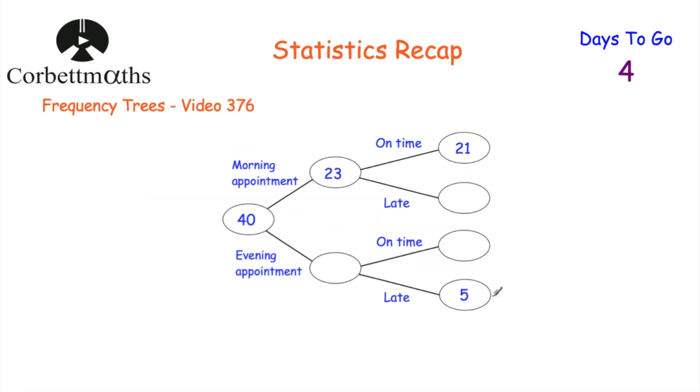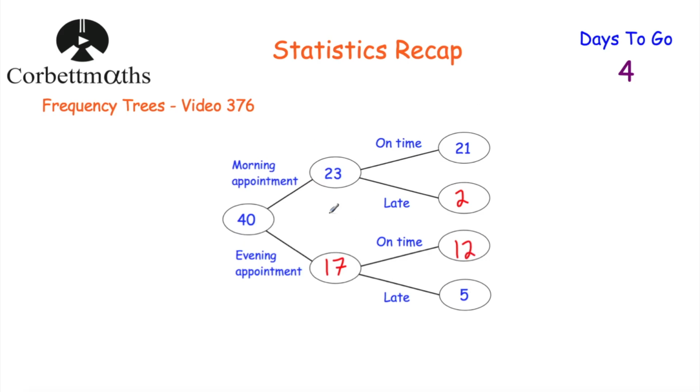Frequency trees. So here we've got a frequency tree. It's important that you know how to complete them. So it might be that you've got some information in the frequency tree like this one, and you might need to fill in this number. And if there's 40 people altogether and 23 had morning appointments, the rest, the other 17, must have evening appointments. In terms of this one, if there's 23 in the morning and 21 are on time, the other 2 would be there. So these two numbers need to add together to be that number, and so on. And here, if this is 5, there must be 12 there, because 12 plus 5 is equal to 17.